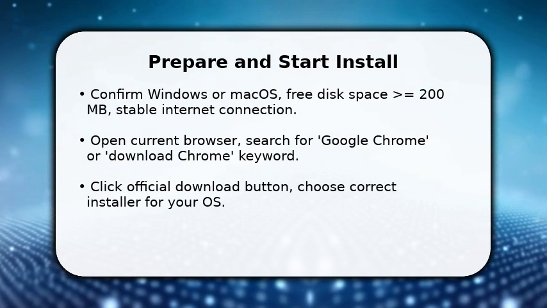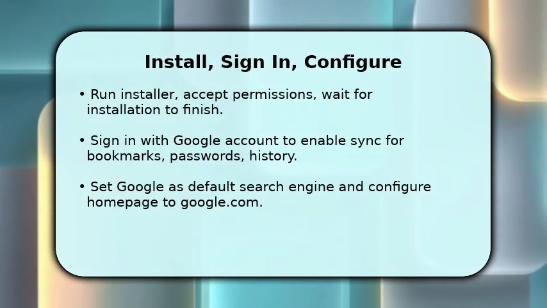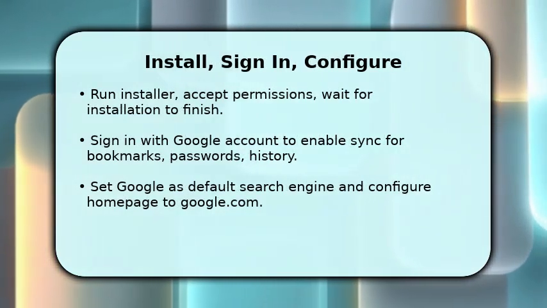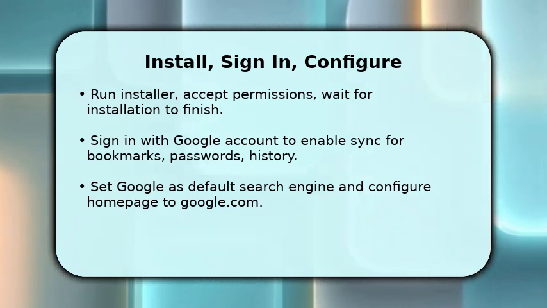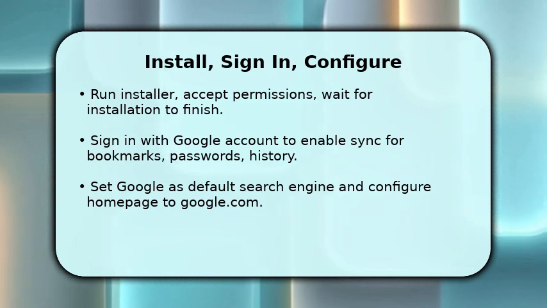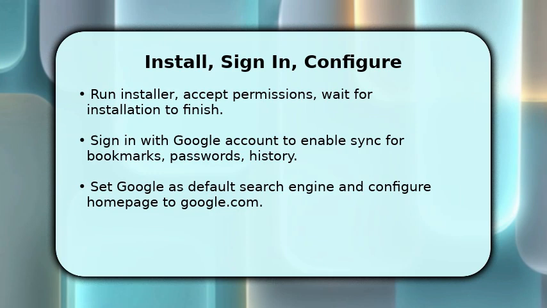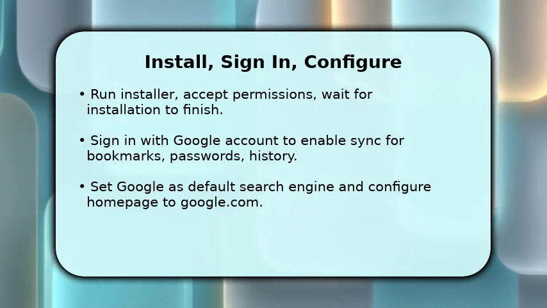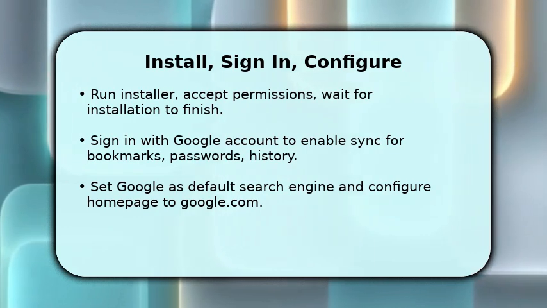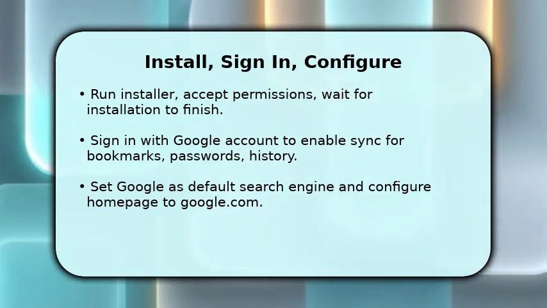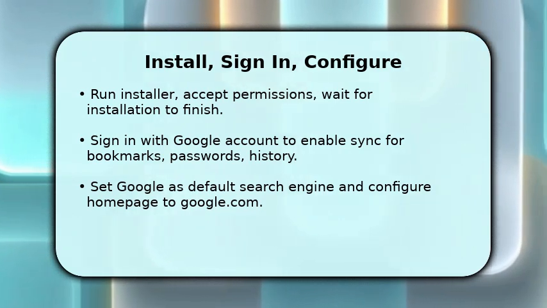Once the installer finishes, run Chrome and accept required permissions. It may update automatically in the background. You should sign in with your Google account to sync bookmarks, passwords, and history across devices. This saves time later. Then open Settings, set Google as your default search engine and homepage. Make sure to customize startup behavior so Chrome opens to Google.com. These steps make Google the primary experience and let you retrieve your data from other devices seamlessly.